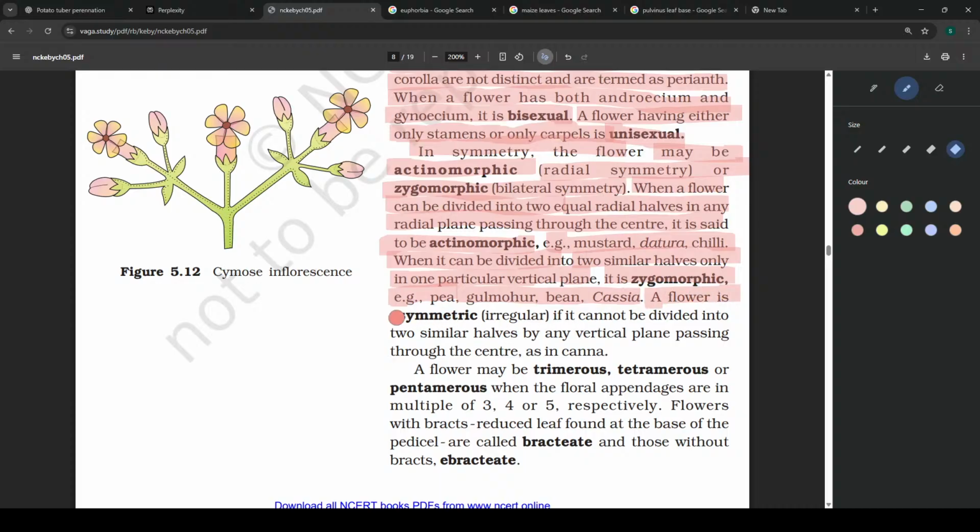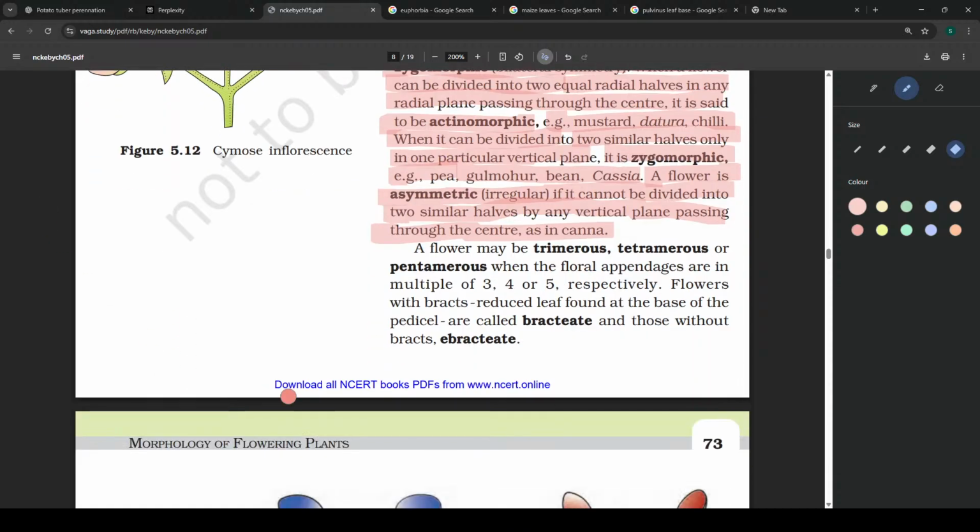A flower is asymmetric, irregular, if it cannot be divided into two similar halves at any vertical plane passing through the center, as in kanna. In the case of kanna, it is an asymmetric flower. So there are three types: actinomorphic, zygomorphic, and asymmetric flowers.